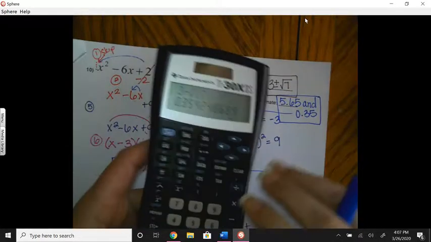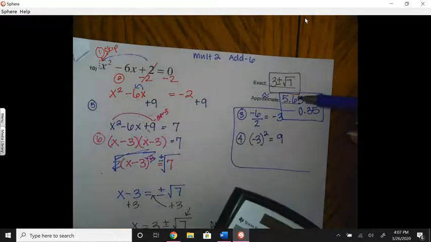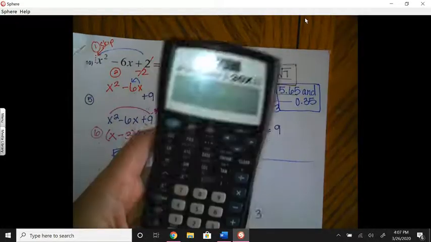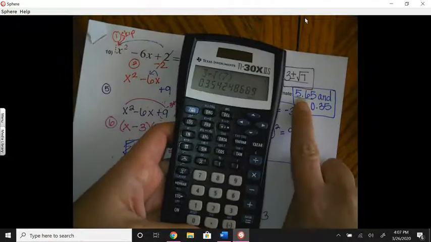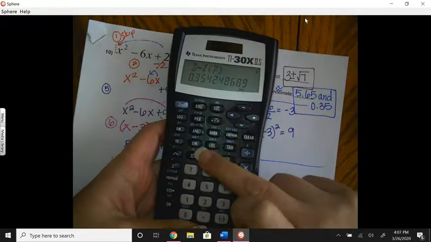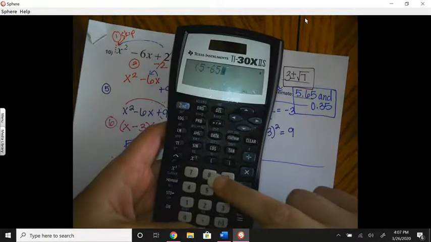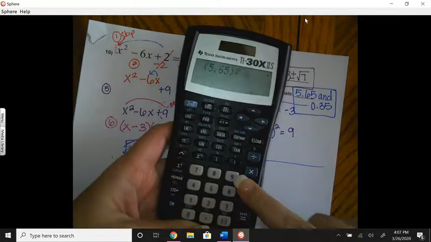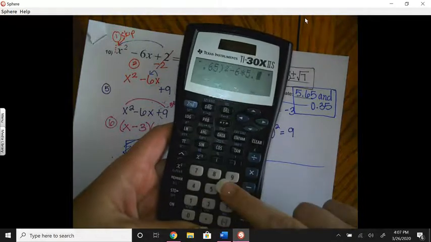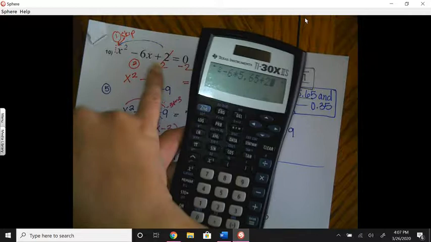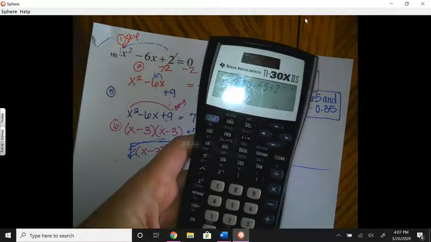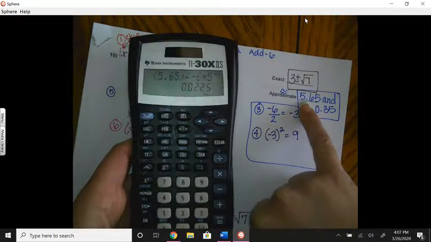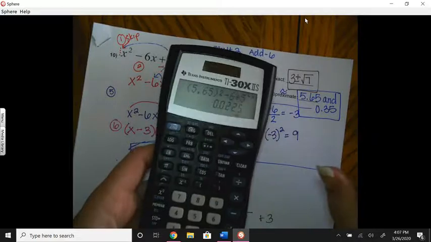So now if I want to check this, if I use the decimal, it won't be exactly 0. It just will be about. So let me demonstrate that. So I'm going to go ahead and plug in 5.65. Whoops. 5.65, and then square. Minus 6 times 5.65, and then plus 2. And I want to make sure if my answer is right that it equals 0. But it doesn't equal 0 because I used an approximate. So I want to make sure that it's about 0, which it is.